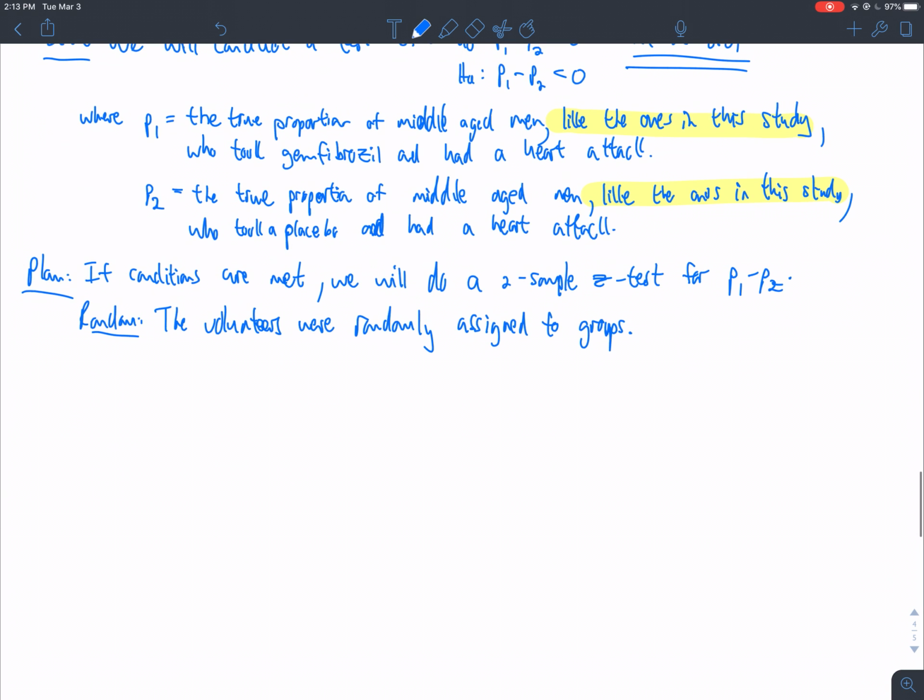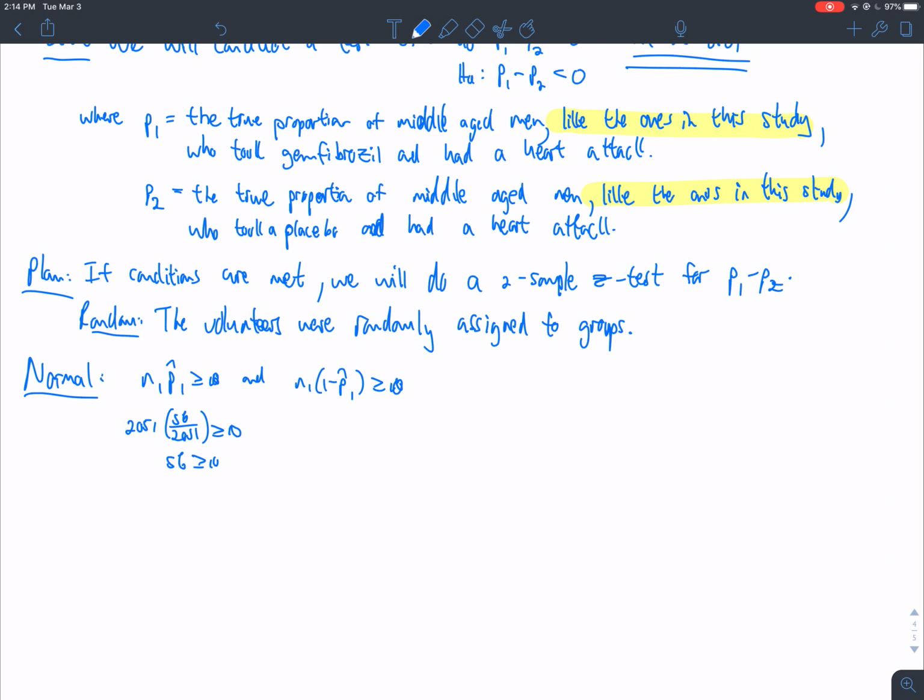Okay, that's my random condition. And then normal, and we check the normal condition again: n1 p hat 1 and n1 times 1 minus p hat 1 must be greater than or equal to 10. Alright, and then we just do it. So we say 2051 times 56 over 2051 is greater than or equal to 10, which is 56 greater than or equal to 10.